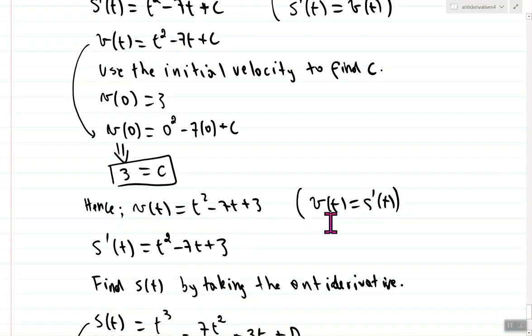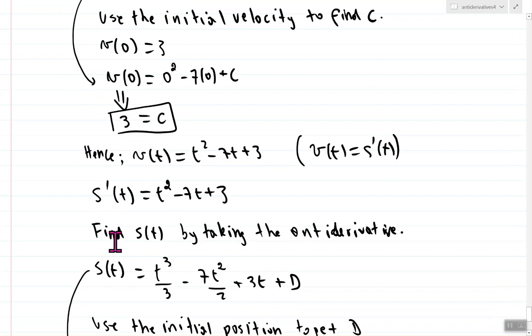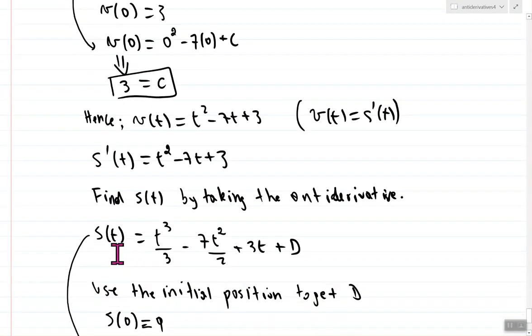But we know the velocity v of t is the same as s prime of t. If we replace v of t by s prime of t, then it shows that to get s of t, we'll have to take the antiderivative of s prime of t. The antiderivative of s prime of t is s of t. So you get s of t equals the antiderivative of t squared, which is t cubed over 3, minus 7 times the antiderivative of t, which is t squared over 2, plus 3 times t, and then plus d.